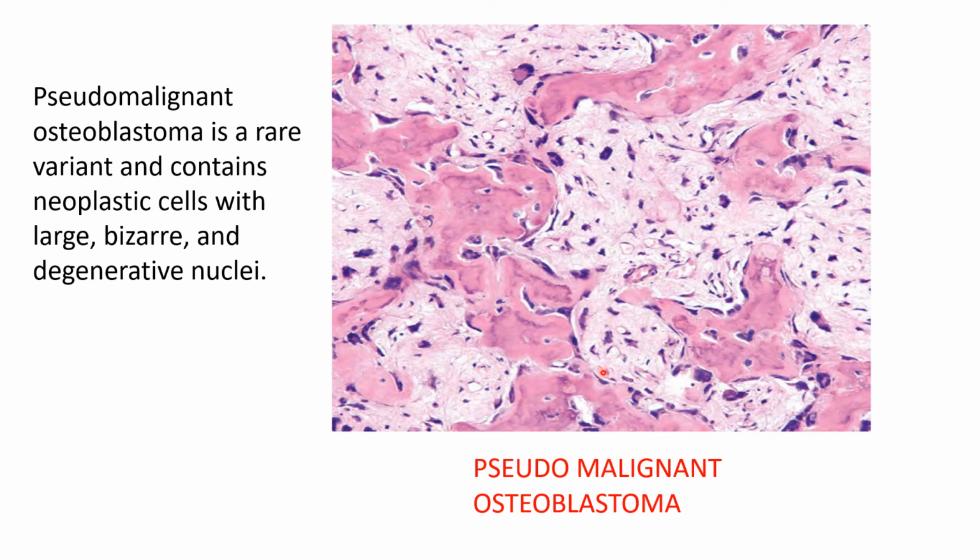This is a photomicrograph to show pseudo-malignant type of osteoblastoma. Pseudo-malignant osteoblastoma is a rare variant and contains neoplastic cells with large, bizarre and degenerative nuclei. Here we can see osteoblasts with bizarre nuclei. Even interconnecting tissue shows bizarre type of nuclei and degenerative nuclei.